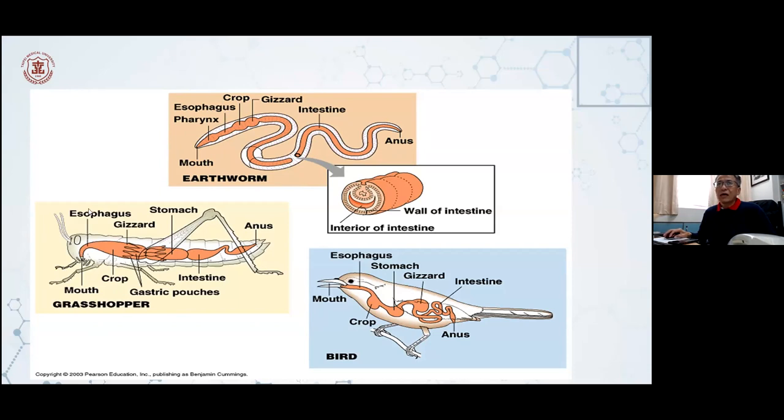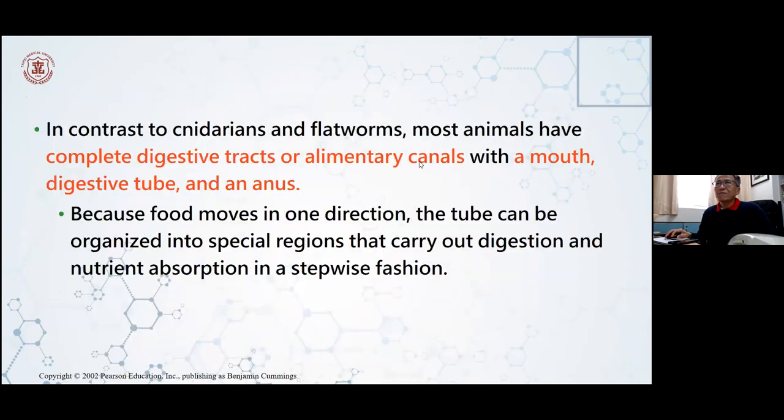And this is the grasshopper, also the same. They have the mouth, the esophagus and the crop, gizzard. And in the grasshopper, there is a structure called the gastric pouch. The gastric pouch releases enzymes into the stomach, then the intestine and the anus. So they also have two openings. And the birds are also the same: from the mouth, esophagus, stomach, crop, gizzard, and the intestine and the anus. So most animals have a complete digestive system from the mouth to the anus. This is called the alimentary canal. The digestive tract is also called the alimentary canal.